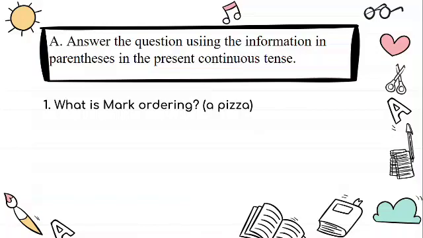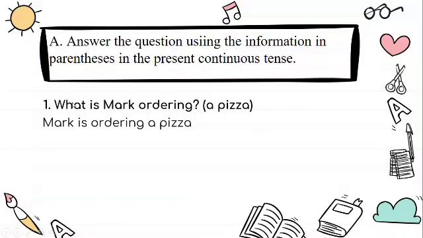If you see here, we have the verb ordering, and here we have ing. Okay, so we have to answer that question, and we have to use the word that is in the parentheses, okay? Vamos a usar entonces la palabra que está en paréntesis para poder responder la pregunta. So, what is Mark ordering? So, the answer is Mark is ordering a pizza.